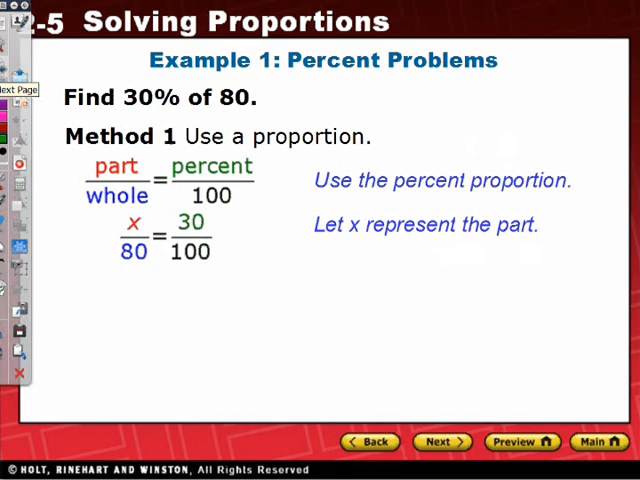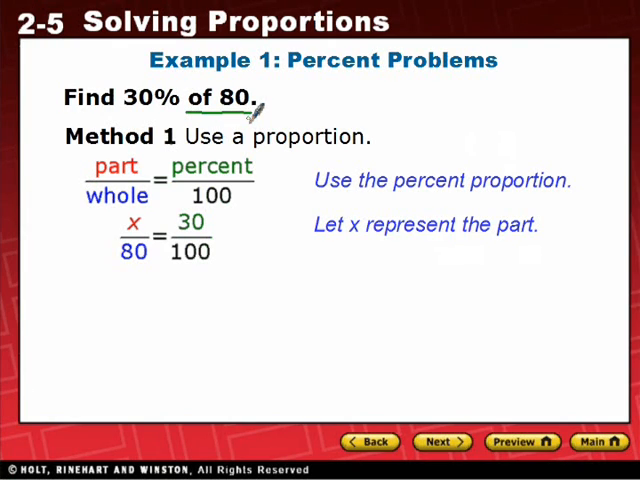So let's try one here. Find 30% of 80. So there's our of 80. That's the whole, down here. And we know the percent, 30%, so we put that over 100. And then we're looking for the part. Back to usual solving of proportions.